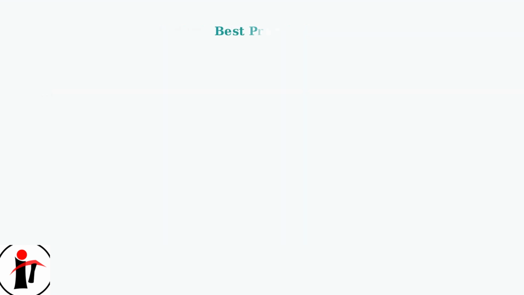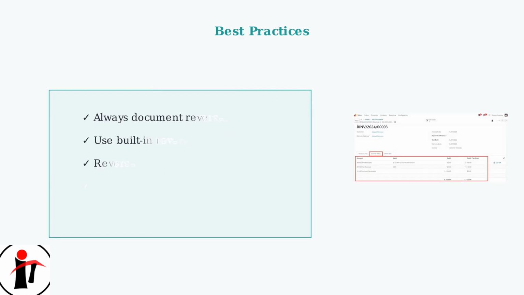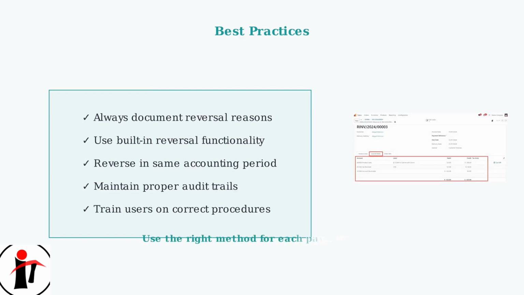Remember these important best practices. Always document your payment reversals with detailed reasons. Use Odoo's built-in reversal functionality rather than manual journal entries. And ensure proper timing by reversing payments in the same accounting period when possible.